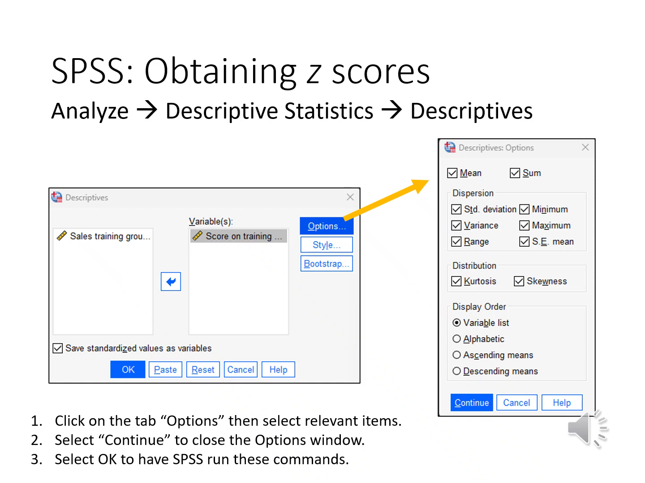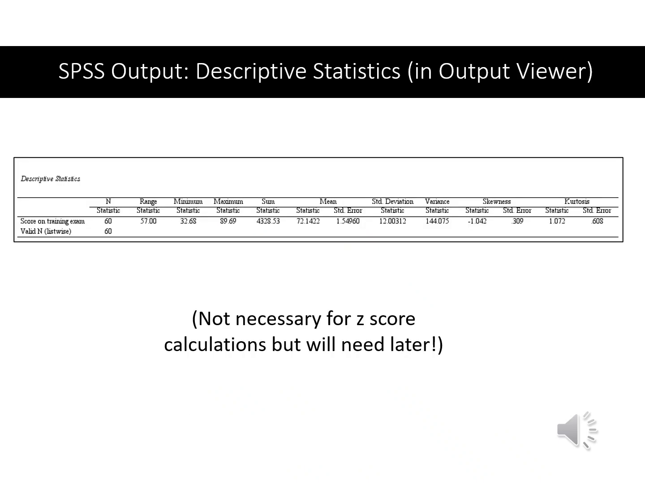Once you select all that you are interested in, select Continue and then click OK to have SPSS run all the commands. The SPSS output will be showing you the descriptive statistics you asked it to do. So the means, the standard deviation, we're going to need those two for later, so you want to jot those down somewhere. But it also has everything else we asked for, the skew, kurtosis, etc.